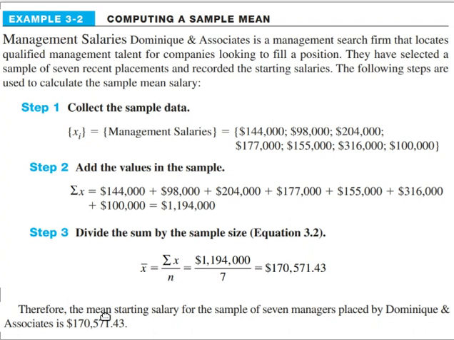$170,571.43. Therefore, the mean starting salary for the sample of 7 managers placed by Dominic and Associates is $170,571.43. That's the arithmetic mean, the average of the salaries, the 7 sample salaries they have.